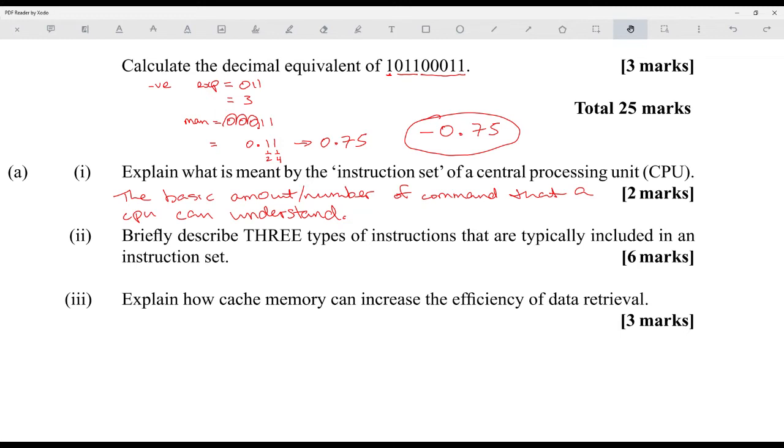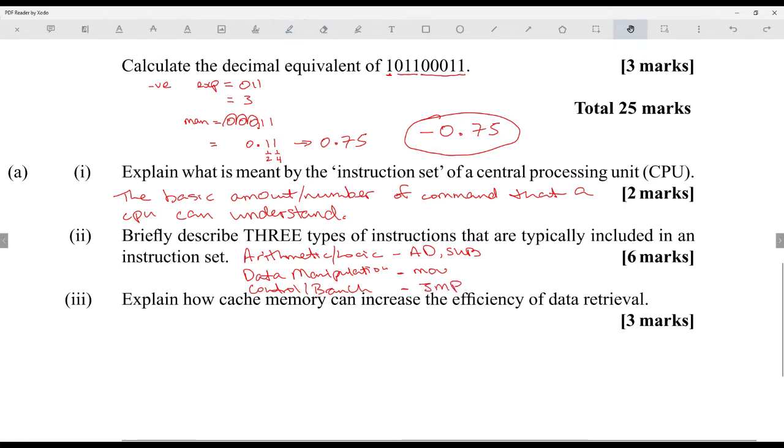Alright, what are the types of instructions? Arithmetic and logic, data manipulation, and then control / branch. So arithmetic and logic would be like add, sub. Data manipulation will be move, and control and branch will be like jump. So they say briefly describe or give examples. Okay, these are examples.